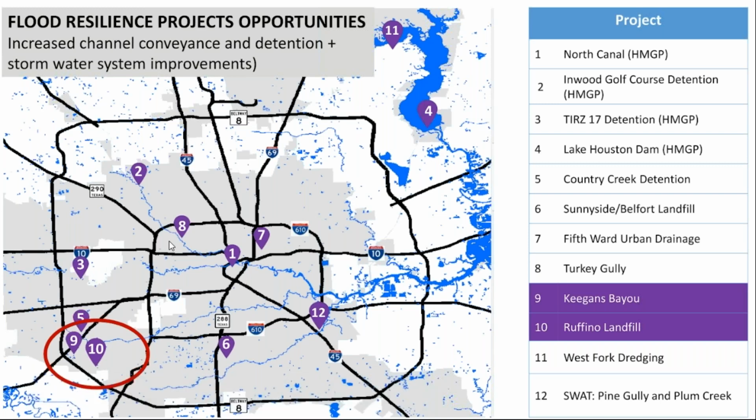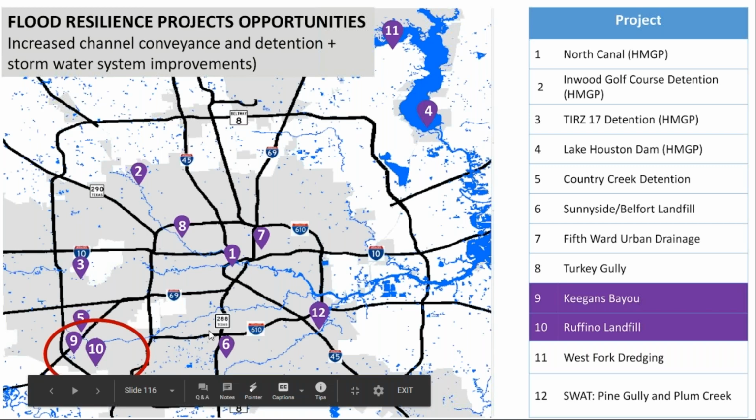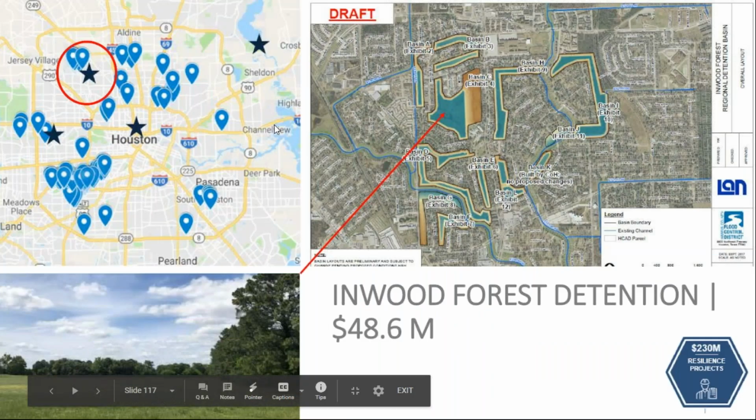The reality of it is we needed the money from Harvey, the money from the state, the money from the feds in order to do some of these projects. A number of these projects are very far along and will make a significant difference. We will need more money. We do not have enough money to do all of these projects, but we're in the process of many of them. You might have heard about the Inwood Forest.